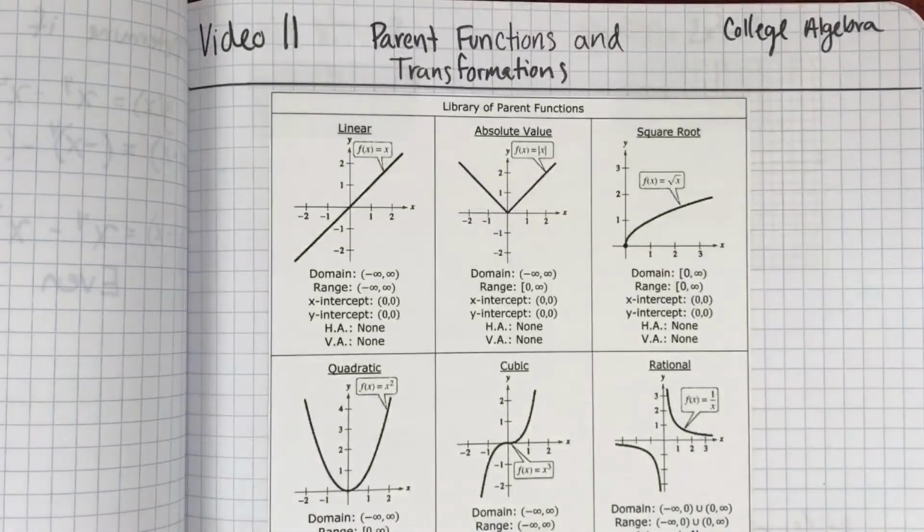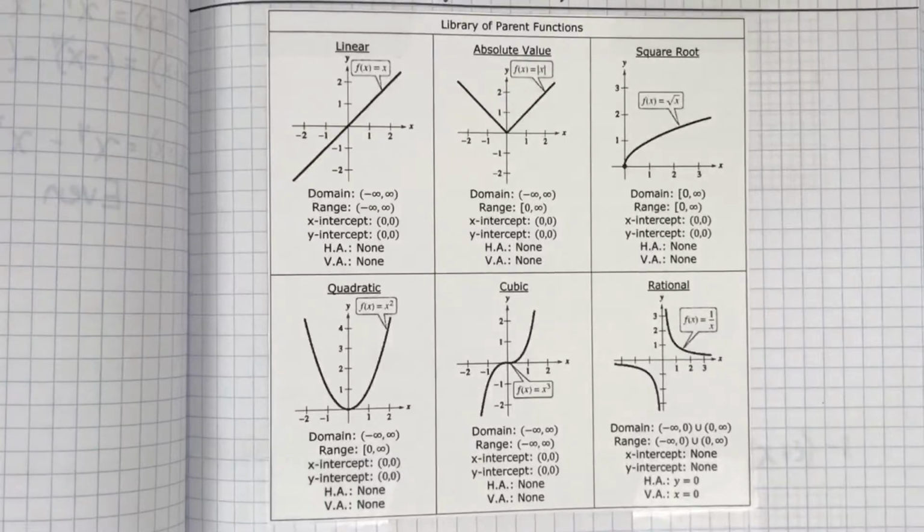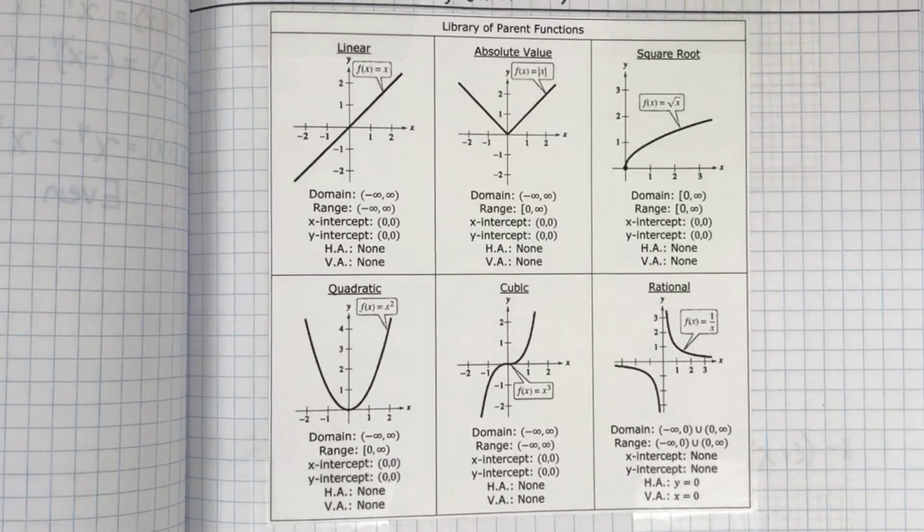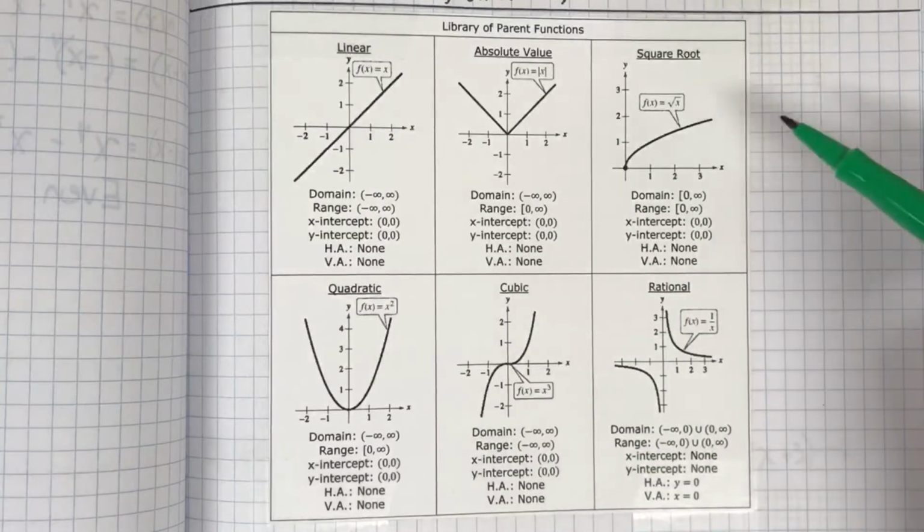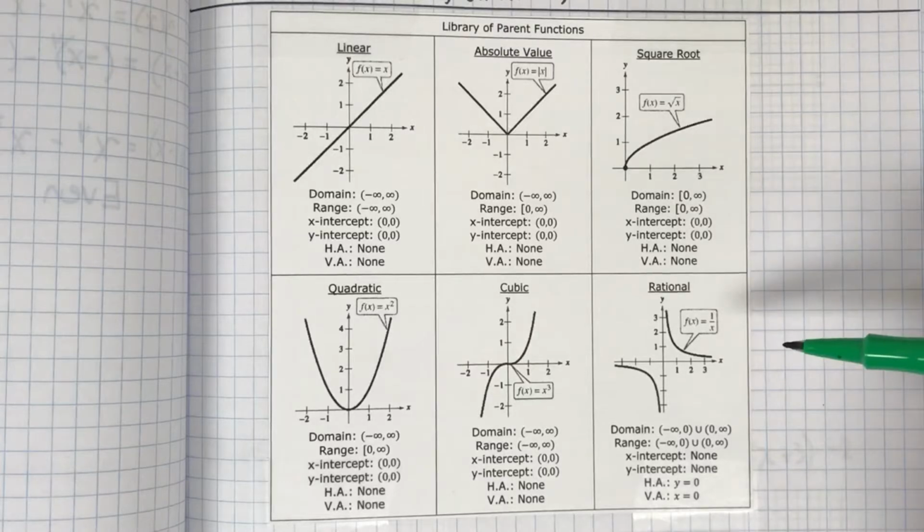All right, this is video 11 for College Algebra, and today we're going to be talking about parent functions and transformations. So first of all, here are just 6 of our main parent functions that we're going to be looking at. I know you've covered linear, absolute value, and quadratic a lot, probably in past classes. But now we're going to be adding the square root function, rational, and cubic, okay?